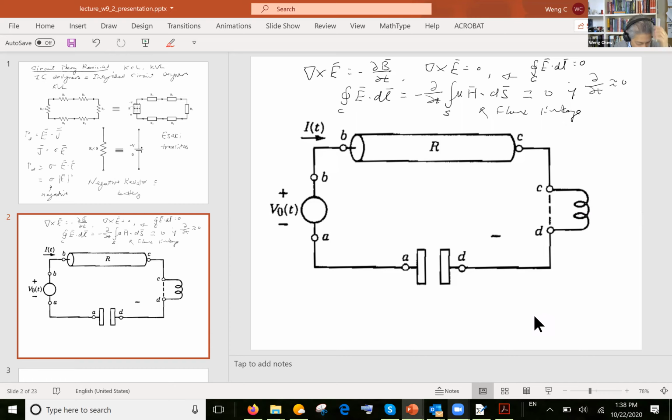Okay, is there any question about Kirchhoff voltage law? This is KVL. Okay, this is essentially KVL. Okay, so if you were to do that, then you will integrate the electric field in the loop around this structure.